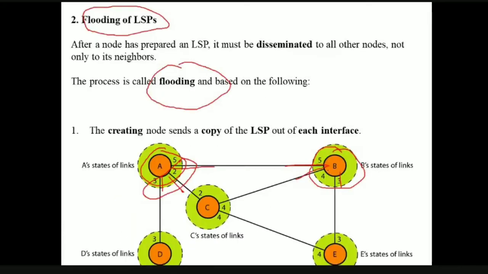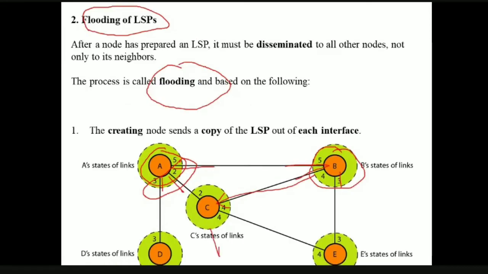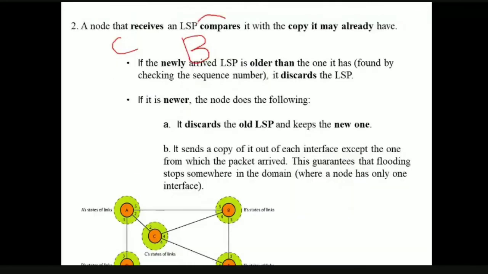Okay. Next, the node which receives this LSP packet. Let us say B is sending its LSP packet to C. Now, C is receiving the packet from B. If C receives the packet from B, what does it do? It compares it with the copy it already has. Obviously, C will have one copy of this entire network. Now, B is sending another copy of the representation of this domain to C. What will C do? C is going to compare it with its old copy.